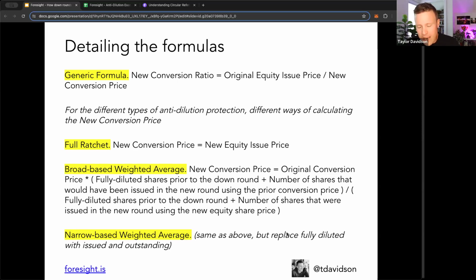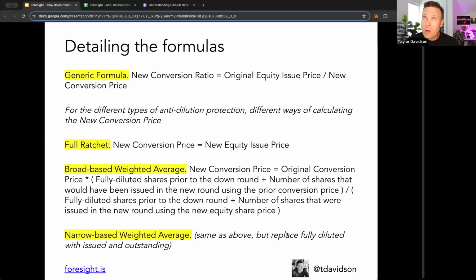And typically, if you have this long calculation like broad-based weighted average, it's a whole page which details out how to calculate it. So you don't have to remember it, but I will provide the spreadsheet with an example of how the formula works. The way to think about this is there's a generic formula, for when you're calculating a conversion ratio. The generic formula says the new conversion ratio is basically the original equity issue price divided by the new conversion price. When it's a full ratchet, it's pretty easy. The new conversion price is just the new equity issue price. When you have weighted average, it gets a little more complicated.